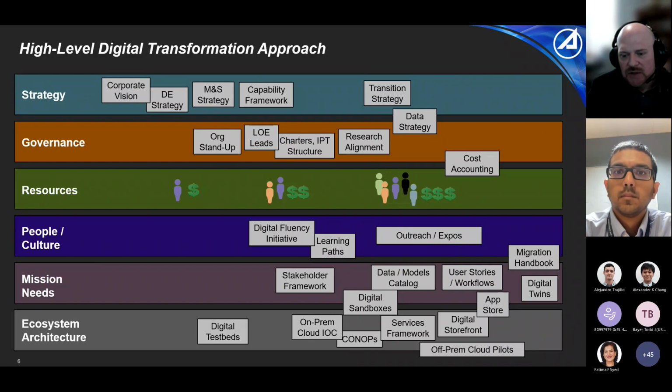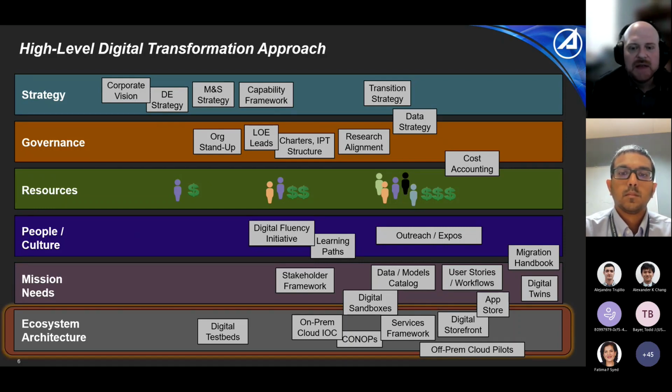And then there's the people culture line, which arguably is the most important one on here. I think folks who are immersed in digital transformation probably recognize this is where companies and organizations tend to succeed or fail, right on that line. There's mission needs. There's why you're doing this and demonstrating successes as quickly as possible to the user community. And then that bottom one, ecosystem architecture, where I'm going to focus today, and I'll highlight that. That's the foundation in my mind of a lot of this. So that's to give you some idea of the context.